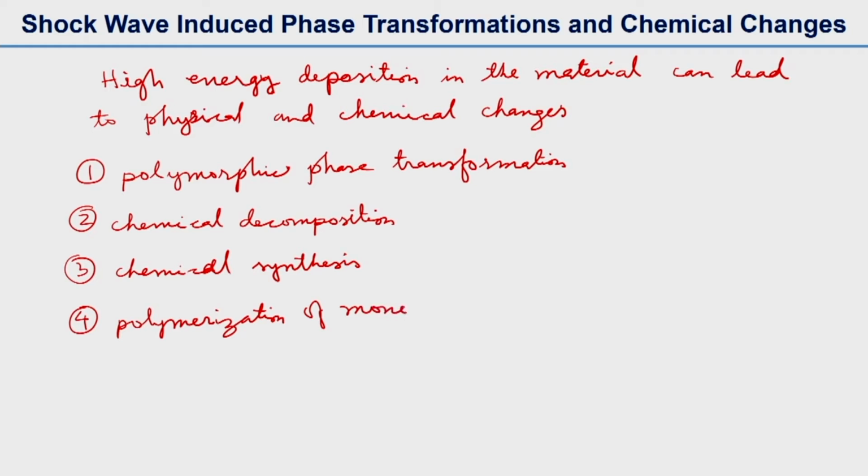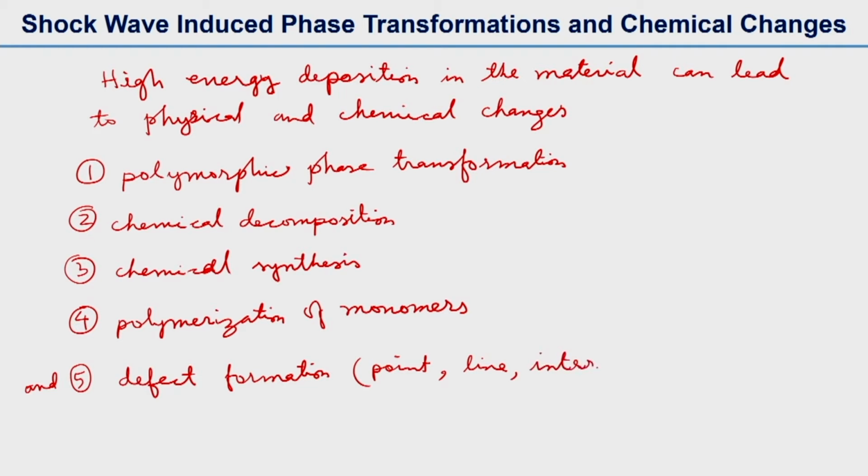Polymerization of monomers, that means monomer molecules forming a polymer chain, and then the last but not the least one is the defect formation, that is the crystal defect formation. As we have learned, the defect can be a point defect, or it can be a line defect, or it can be an interfacial defect like twinning. As you know, the line defects are mostly dislocations. So these are the major changes that can happen due to shockwave propagation in a material.